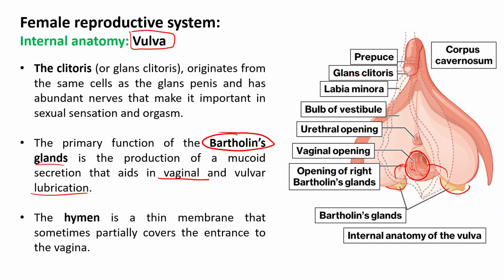This is important because with the lack of this lubrication, even intercourse can become painful, and this becomes relevant when females, for example, reach menopause, when they do not ovulate anymore. These glands start producing less of that lubricant fluid, and one of the symptoms that patients might have is itchiness, pain, or pain during intercourse. Within the vaginal opening, sometimes we're going to see the hymen, which is a thin membrane that sometimes partially covers the entrance of the vagina.